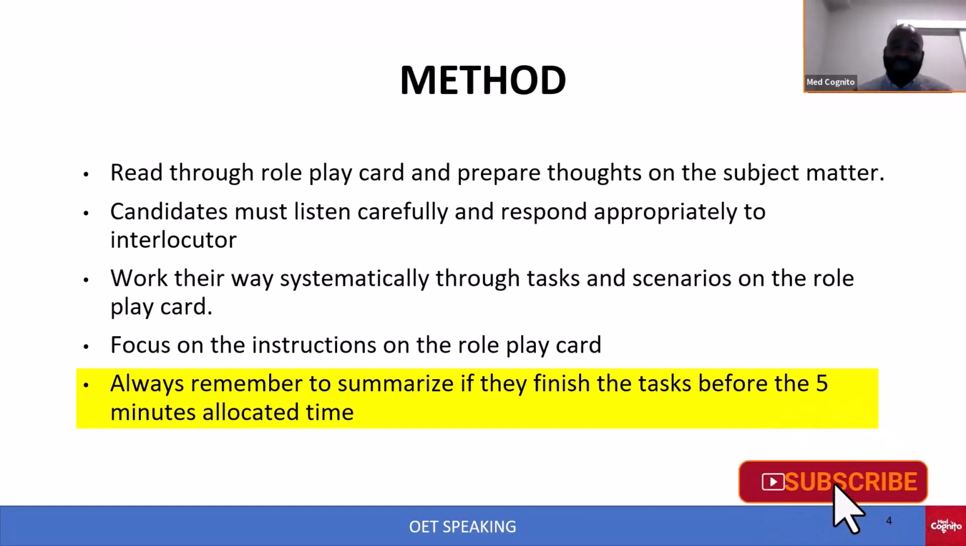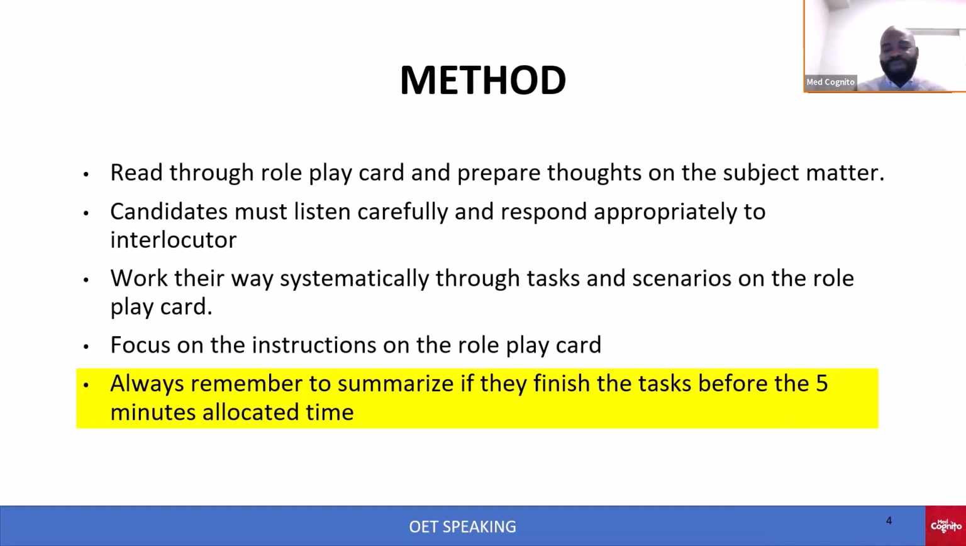Use the rest of the time to summarize all that you have said previously, summarize it succinctly, and then present it to the patient or whatever role the examiner is playing before you.